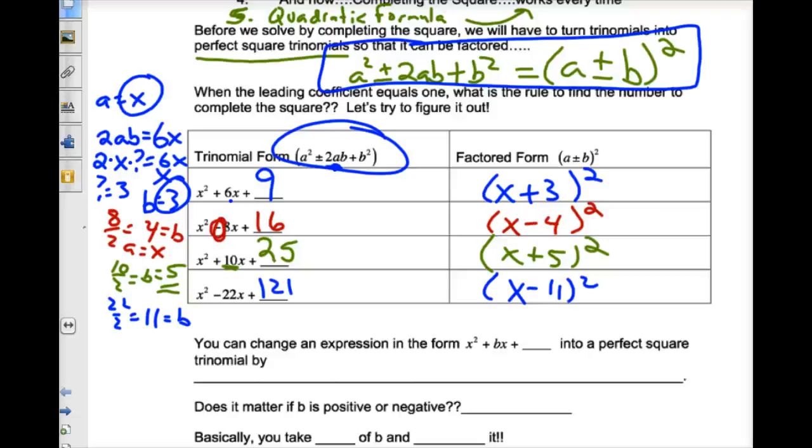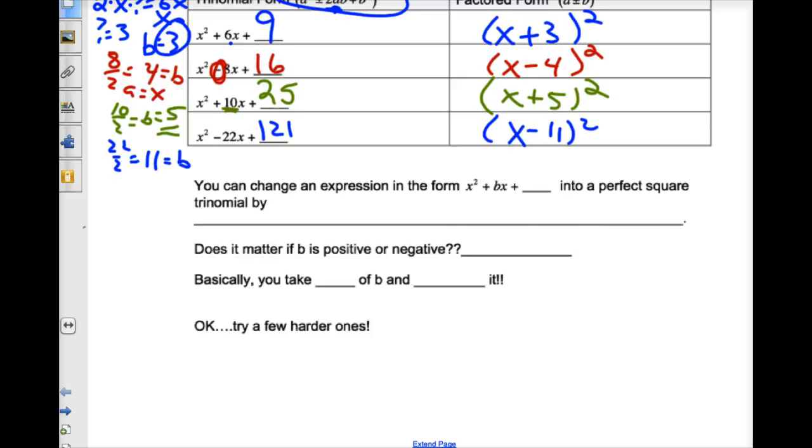Now, here's the deal. If you can fill this in, you're a genius. You can change an expression in the form of x squared plus bx. Now we're going back to that whole a and b standard form. Why can't you just use other variables? I know we should have used other variables with you guys, but that's just the way they do it.